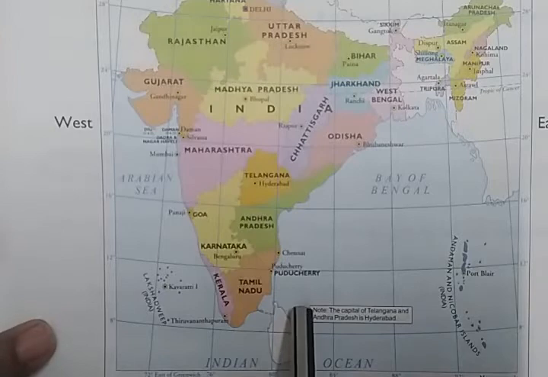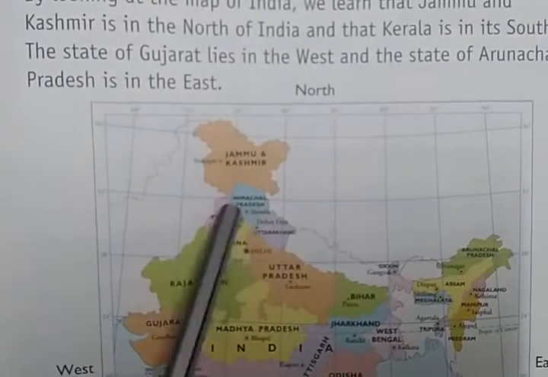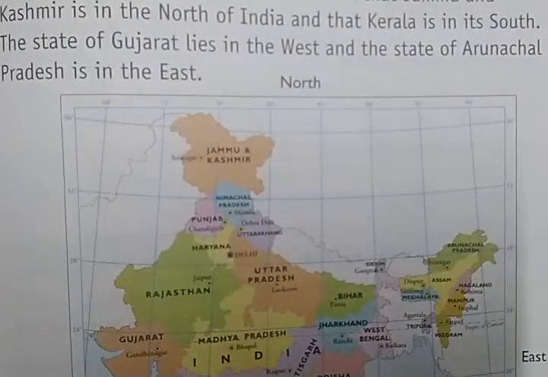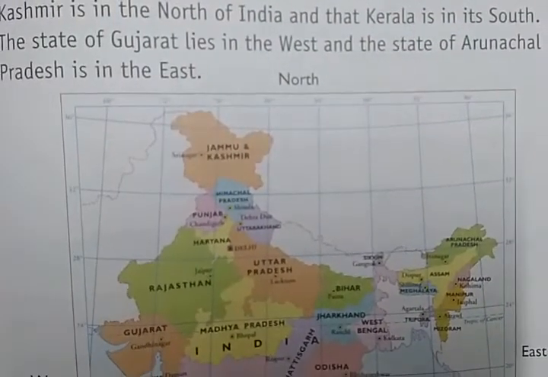This is bottom and this is top, and here it is called Jammu and Kashmir. Jammu and Kashmir is at the top, so that it is north. Bottom is Kerala, so that it is south. Okay.